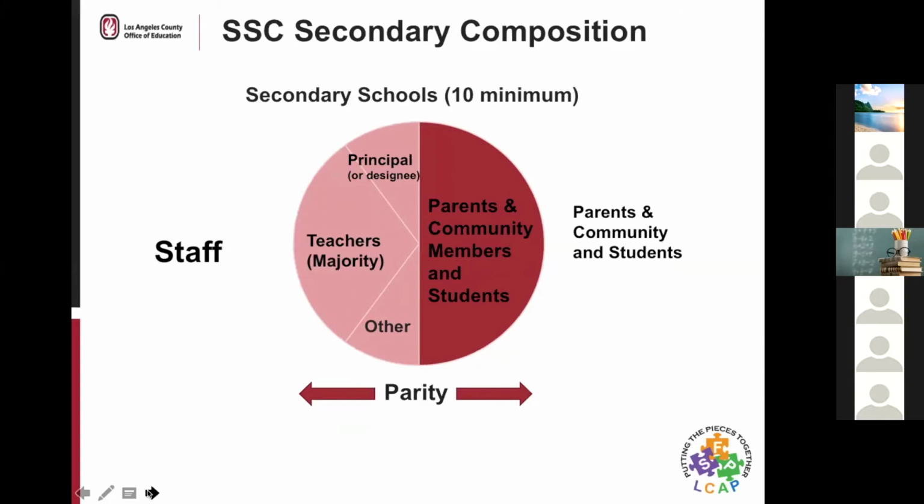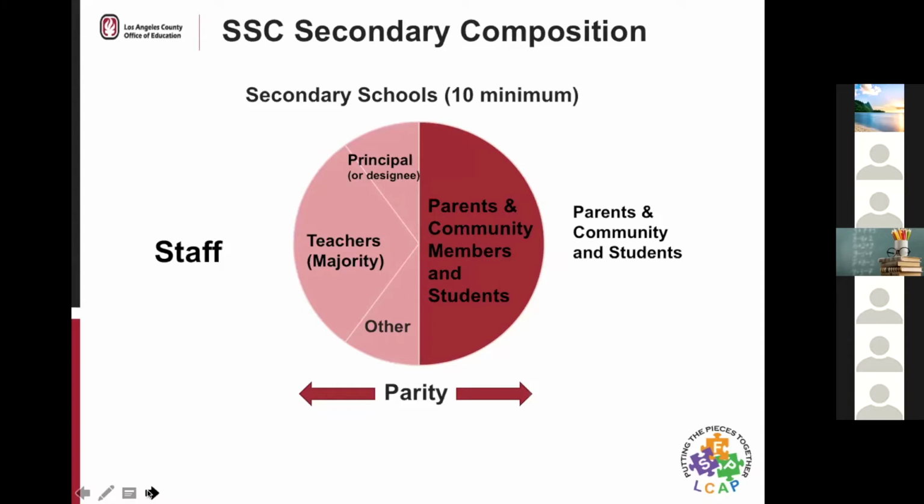Next slide, please. At the secondary level, the school site council must be composed of the school staff members group and the parent and/or community and student members group. The staff composition requirements for secondary schools are the same as the staff composition requirements for elementary schools. So again, the school staff members must include the principal or his or her designee, classroom teachers employed at the school, and other school personnel employed at the school who are, again, not teachers.